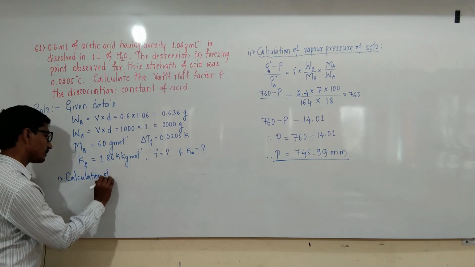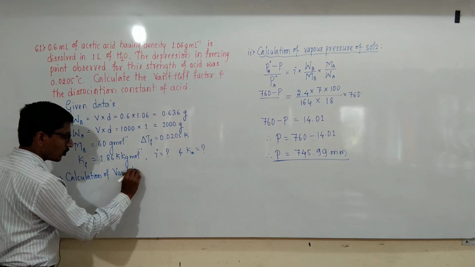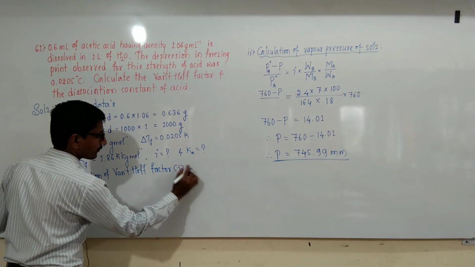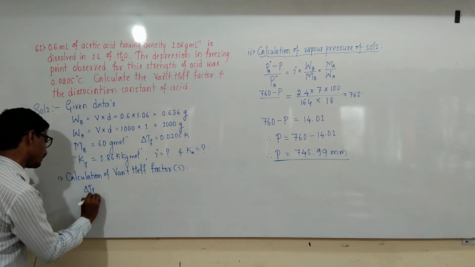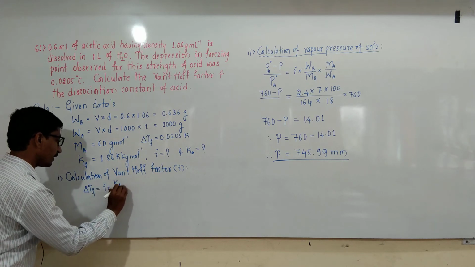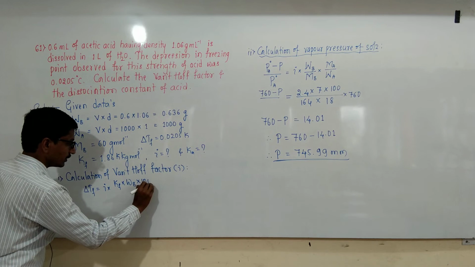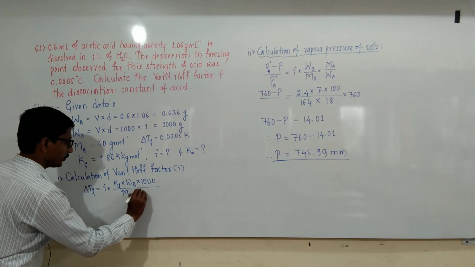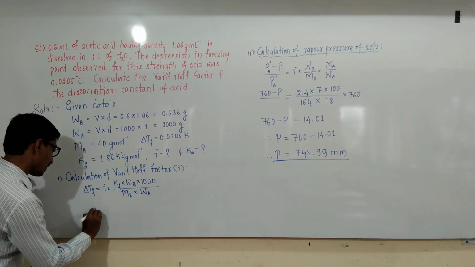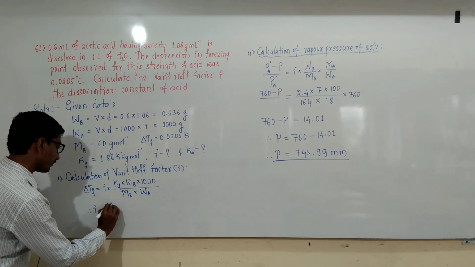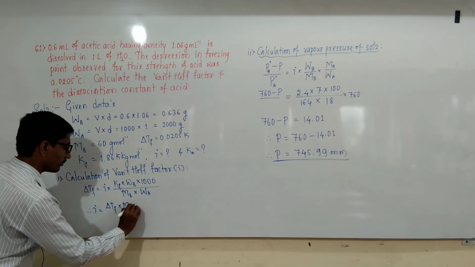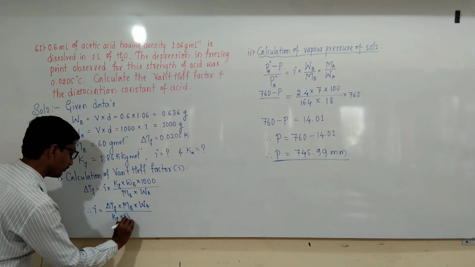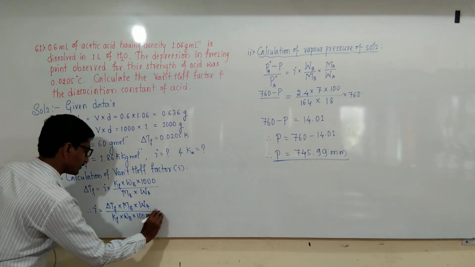Calculation of van't Hoff factor I. Using the relation delta Tf is equal to I into Kf into Wb into 1000 divided by Mb into Wa, therefore I is equal to delta Tf into Mb into Wa divided by Kf into Wb into 1000.